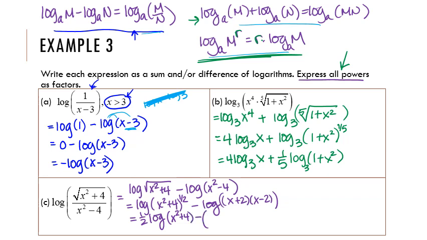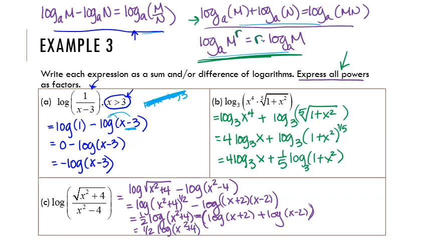And then for this logarithm here, I can actually use this product property to expand this out. But I have to remember that I'm subtracting all of this. And then I can distribute that negative sign through, and I get 1/2 log of x squared plus 4 minus the logarithm of x plus 2 minus the logarithm of x minus 2.